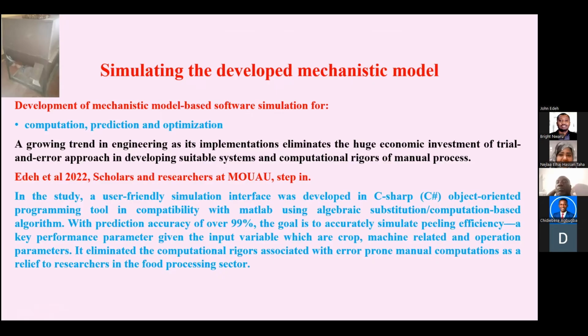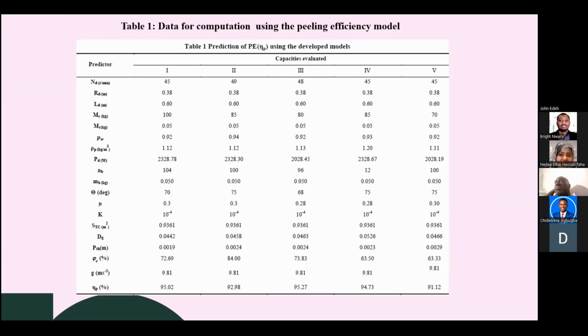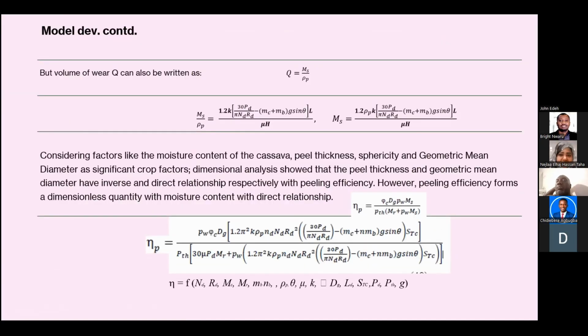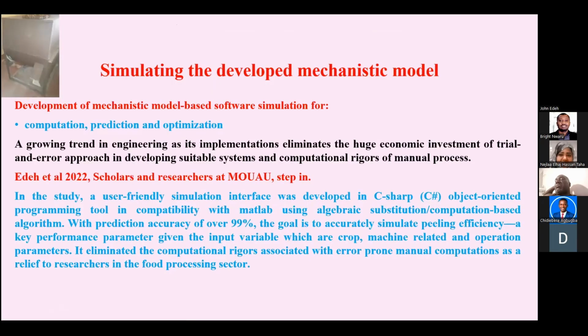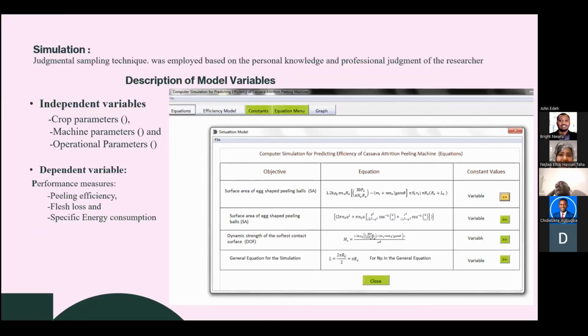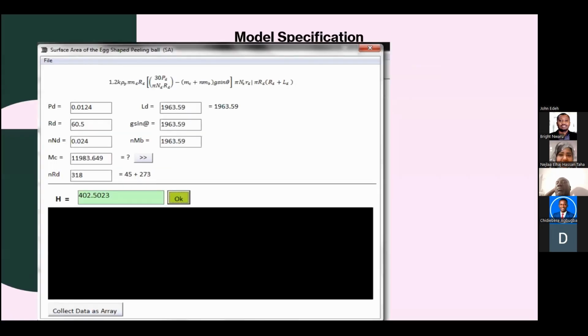However, another challenge came up. If you look at that equation, you discover that the equation is actually bulky and complex. So there are computational rigors associated with that. We also considered that these computational rigors can be eliminated or reduced if we develop a simulation software that can compute this for any specification or any capacity as required. And that led us to the simulation of the developed model. Down here, you see the building of the model and the simulations.